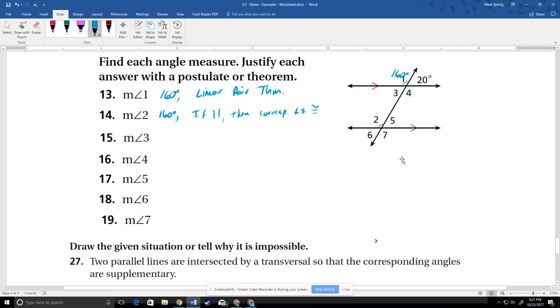But again, if you don't remember it exactly, you can just write out what's happening: that if they're parallel, corresponding angles are congruent. Okay, so measure of angle 3. There's a couple ways to go here, but basically the measure of angle 3 is going to be 20.